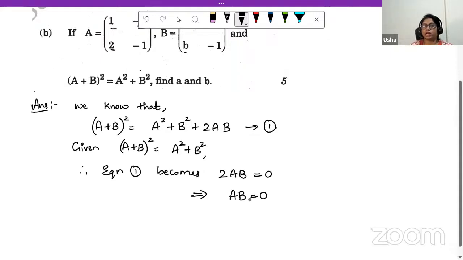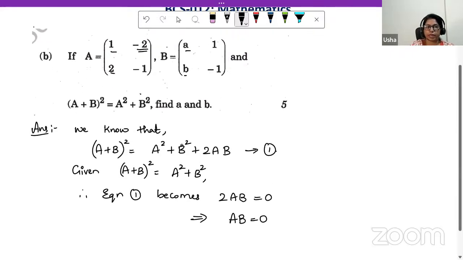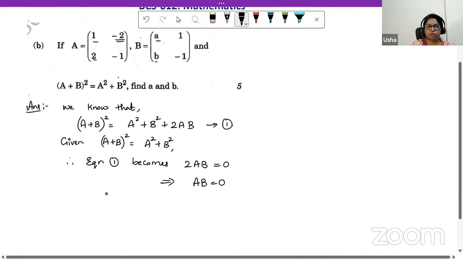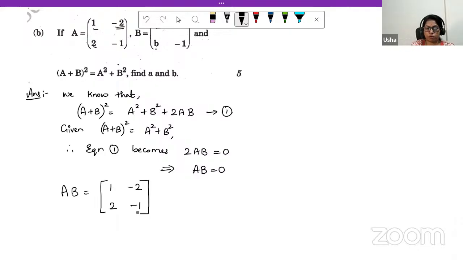Now you know that A into B is 0. Multiply A and B and then equate it to 0. You will get the answer. So let us multiply A and B now. A is AB. Always when you're multiplying matrices, write down the matrices and then multiply. 1, minus 2, 2, minus 1. I believe all of you know matrix multiplication.